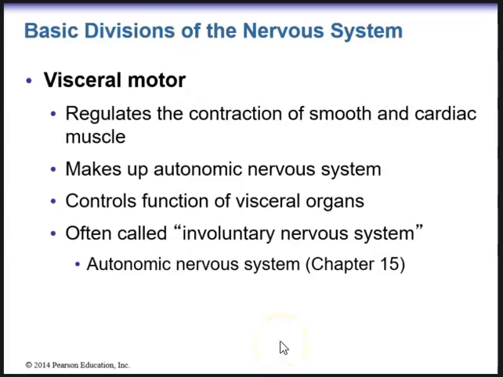Then we go to the visceral motor. Visceral motor regulates the contraction of smooth and cardiac muscle. This is what makes up the autonomic nervous system and helps control the function of visceral organs. This is also often called the involuntary nervous system, or what we call the autonomic nervous system. And again, our autonomic nervous system is further divided into the sympathetic nervous system and the parasympathetic nervous system, with our sympathetic nervous system controlling our fight or flight responses, and then the parasympathetic nervous system in charge of our rest and digest activities.